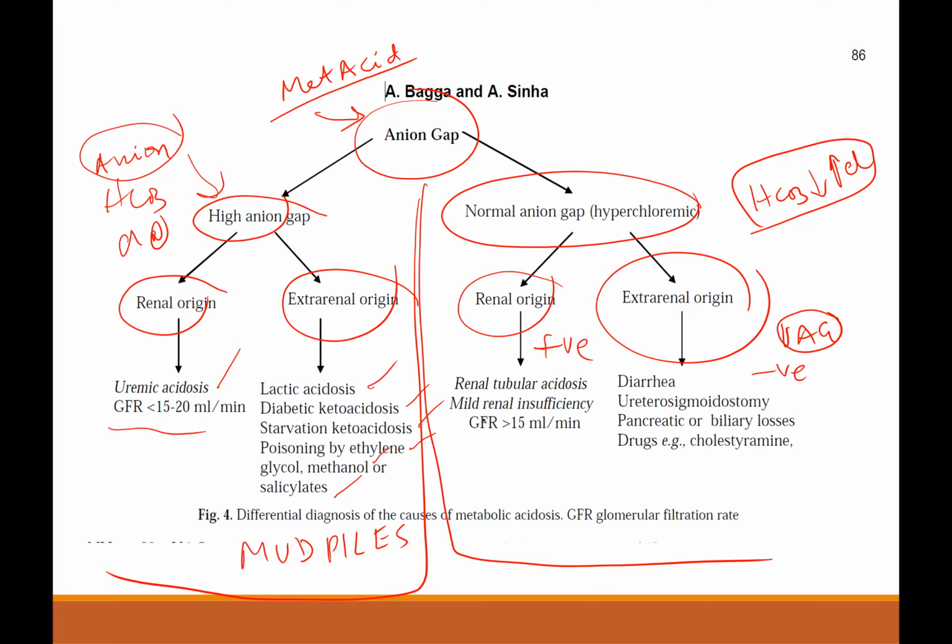Renal tubular acidosis: mild renal insufficiency is not the cause. If it is severe renal insufficiency, it causes anion gap acidosis. Here, at least 15 ml GFR is maintained, so it is not the renal insufficiency causing acidosis. There is a tubular defect which is causing this. In the other case, tubules are normal, but filtration is a problem because the GFR is less than 15. What are all the causes of negative urine anion gap, extrarenal origin? Diarrhea, very common. Ureterosigmoidostomy, pancreatic or biliary fistula, drugs like cholestyramine.